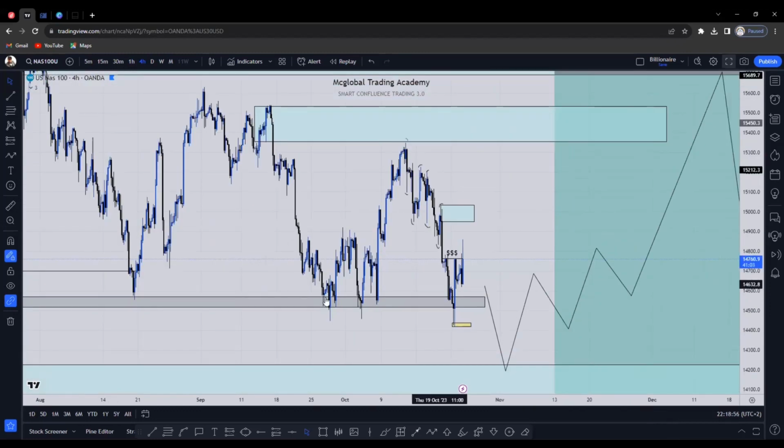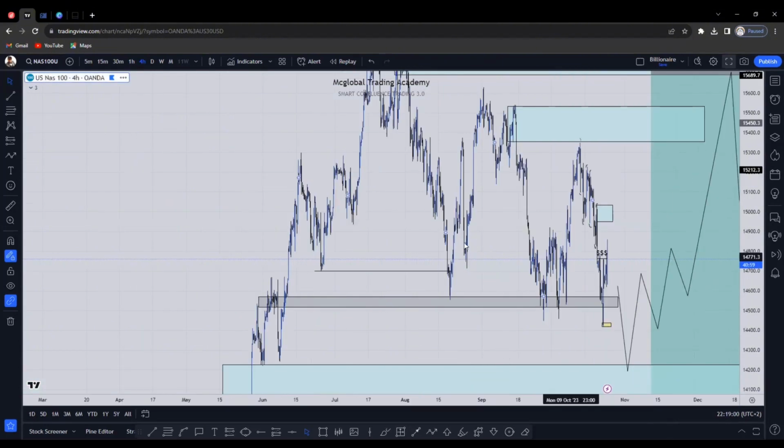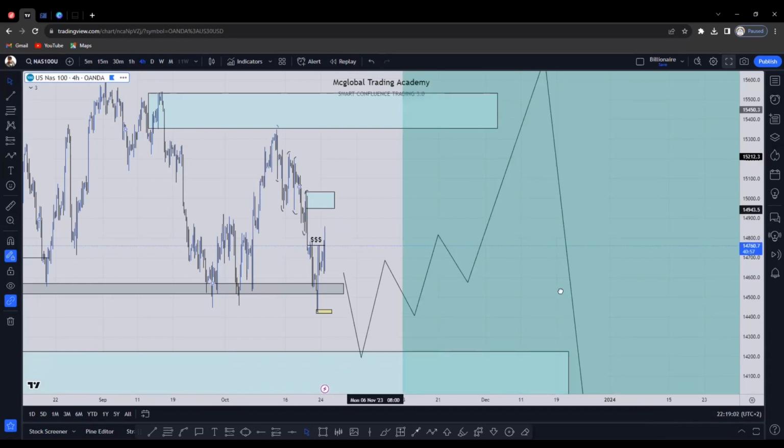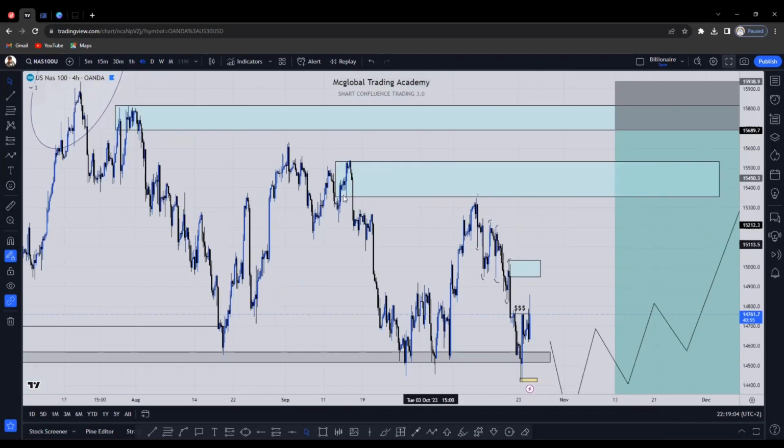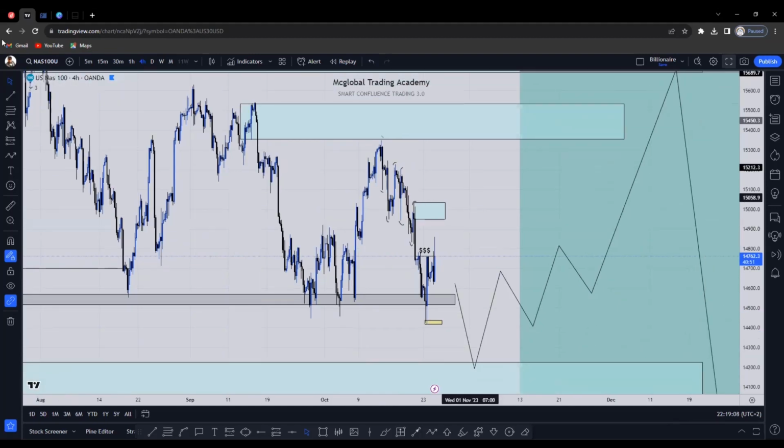Even Nasdaq, it's still on the same zone. I said this is a liquidity zone. They'll wipe out that before they go up. Right. So those are our setups basically.